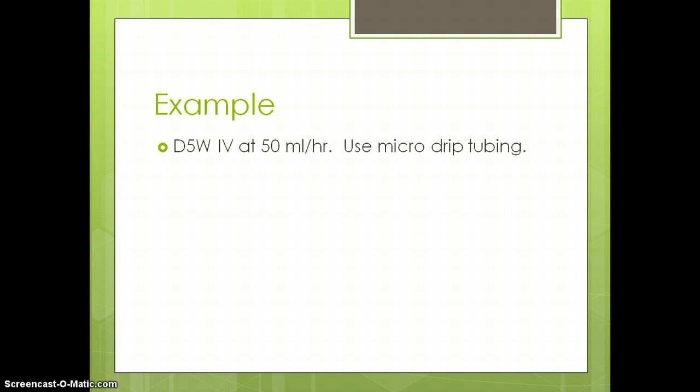All right, so here's one, D5W at 50 an hour using microdrip tubing. What did I say about microdrip? It's always 60. So we're going to have 50 milliliters divided by 60 minutes, because 50 milliliters per hour is 50 milliliters per 60 minutes, times 60 equals 50 drips per minute.